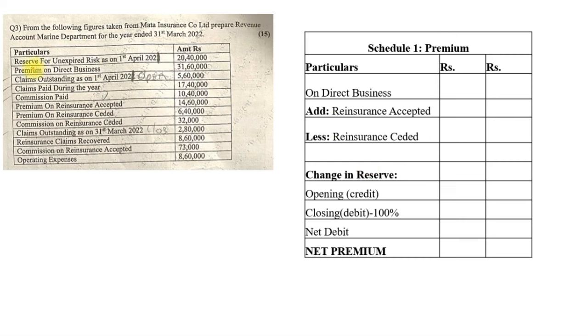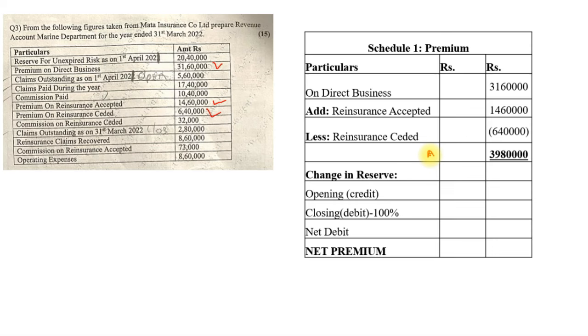The very first thing given here is premium on direct business, number 1. So on direct business 31,60,000. Add reinsurance: premium on reinsurance accepted 14,60,000, less premium on reinsurance ceded 6,40,000. So 3160 plus 1460 minus 640, you all will get the amount as 39,80,000. Let's say this is my A amount.